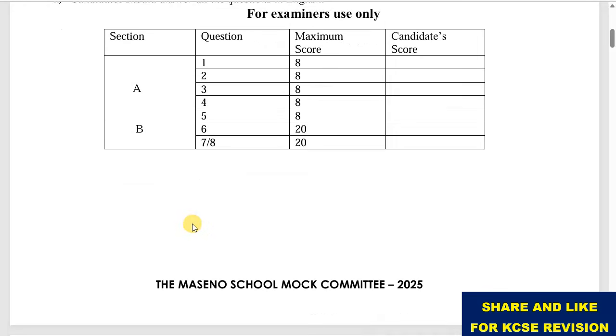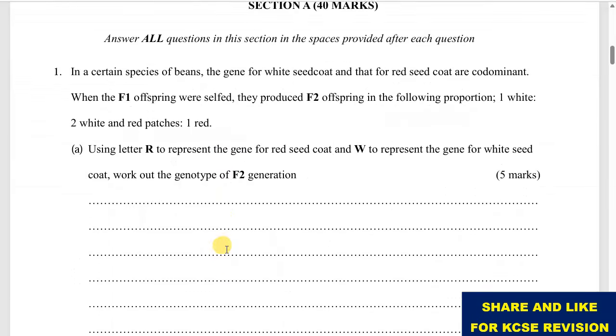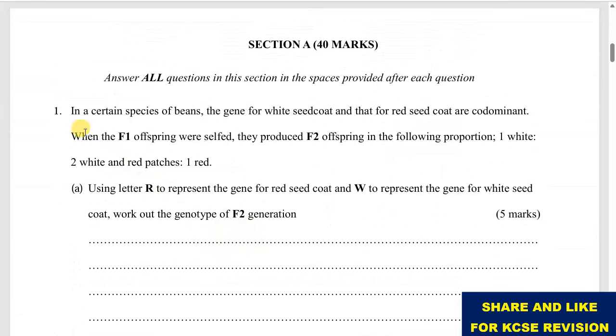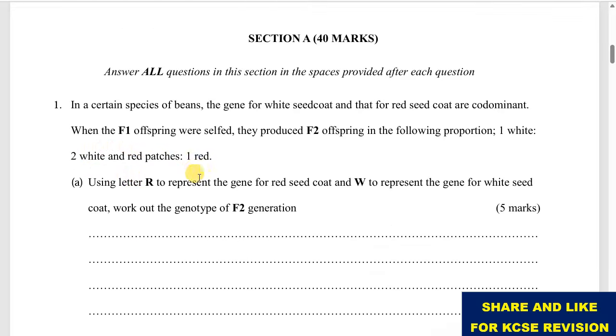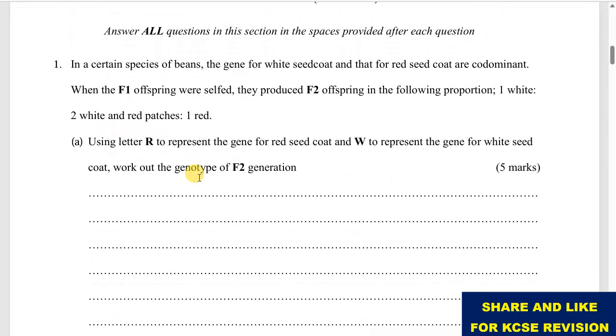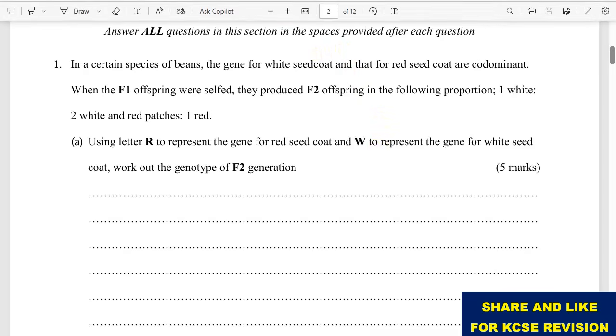Question one. It is from genetics. This is the genetics crossing. Use letter R to represent the gene for the red seed coat, W to represent the gene for white seed coat. Work out the genotype of F2 generation.